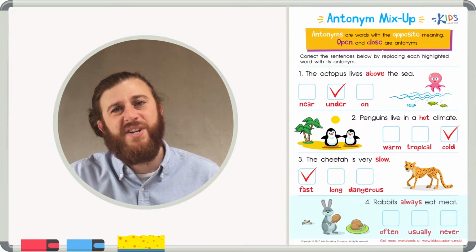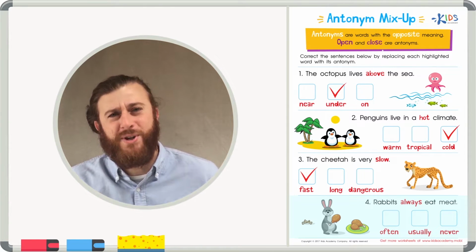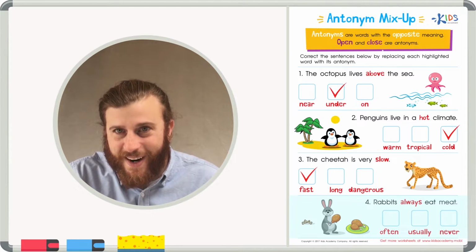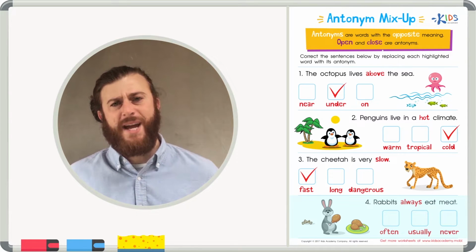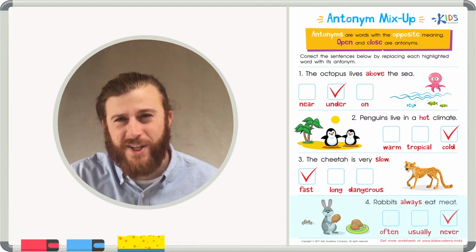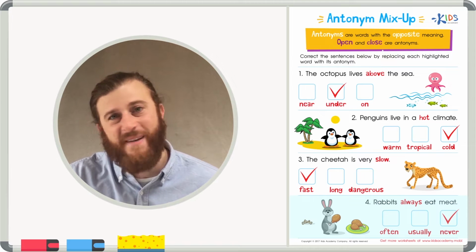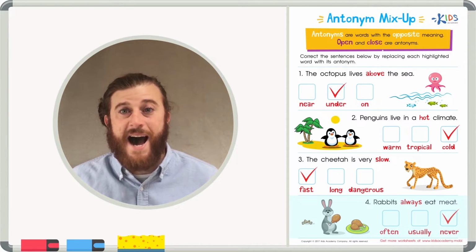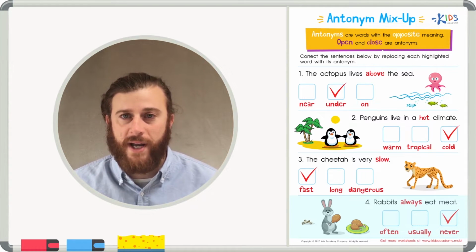Usually. Usually means you do it not as much as often. You don't do it always, but you do it sometimes. And our last answer choice is never. And never is the complete opposite or the most different thing than always. Never is the antonym for always. Let's reread this sentence with the correct answer choice. Rabbits never eat meat. Remember, boys and girls, an antonym is the opposite or the most different thing from the word that you are reading.